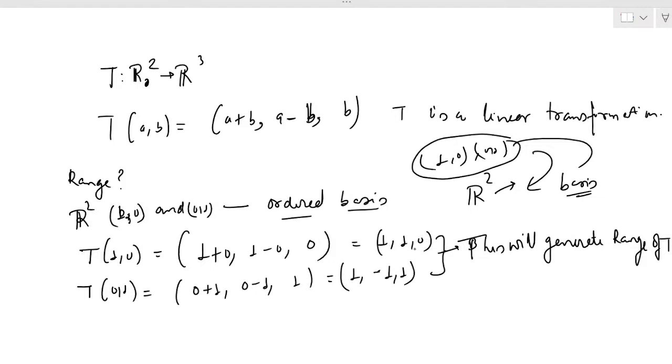Yes or no? Please let me know. Is that clear or not clear? You know that (1, 0) and (0, 1) are the ordered basis for R square. They are going to generate the entire R square. I have mapped these under this transformation, so these particular basis sets are going to generate your range. Is that clear or not clear? Please let me know. If that is a problem, I'll reiterate whatever I've said.